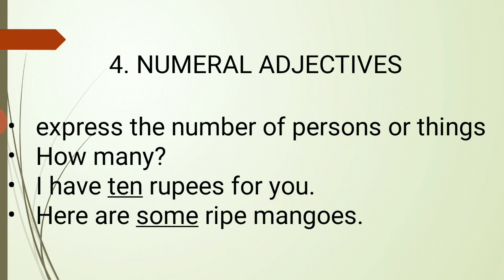And indefinite numerals do not denote any exact number. Many, some, several. Over here as well, you can see it on the screen. Here are some ripe mangoes. They are not telling the exact number, but of course they are indefinite numerals. It is of course expressing some number of the mangoes. So these are numeral adjectives.